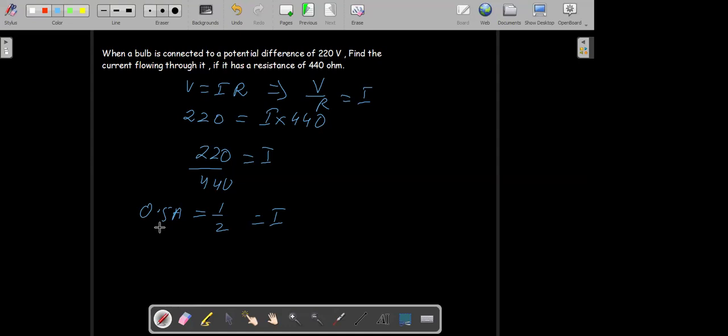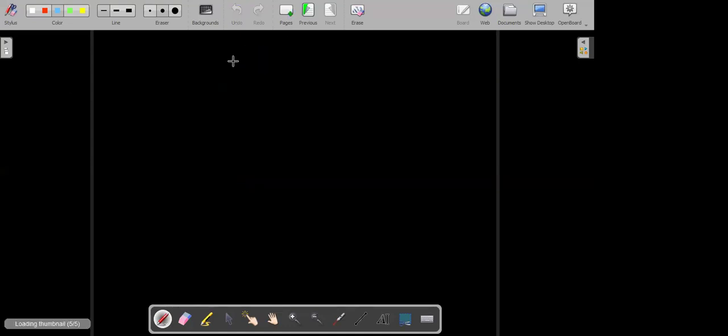Yes, what is the current flowing through the bulb? 0.5 ampere. The current flowing through the bulb is 0.5 ampere. Okay. Now let's try to do one more question.